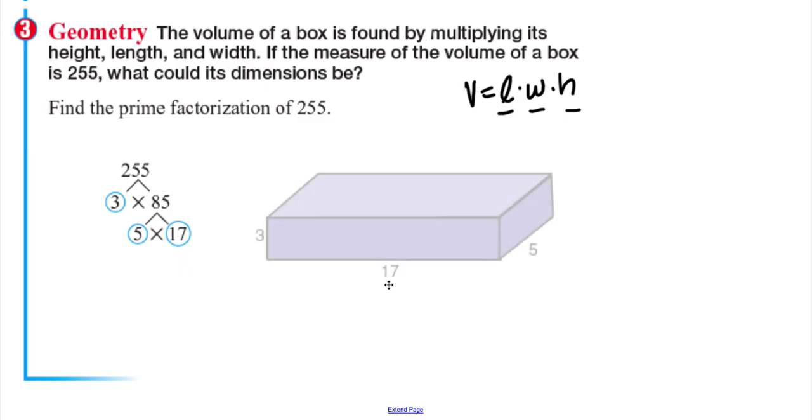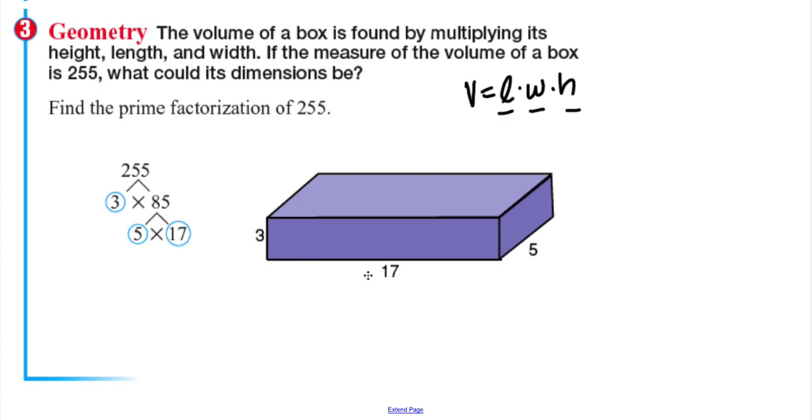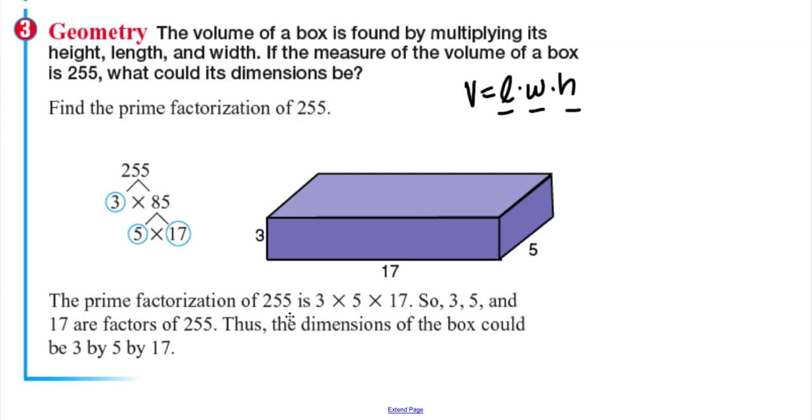Therefore, the dimensions of the box are 3 by 17 by 5. The length is 17, the width is 3, and the height is 5. So you can interchange the numbers for length, width, and height. It doesn't really matter. So the prime factorization of 255 is 3 times 5 times 17. So 3, 5, and 17 are factors of 255. Thus, the dimensions of the box could be 3 by 5 by 17.